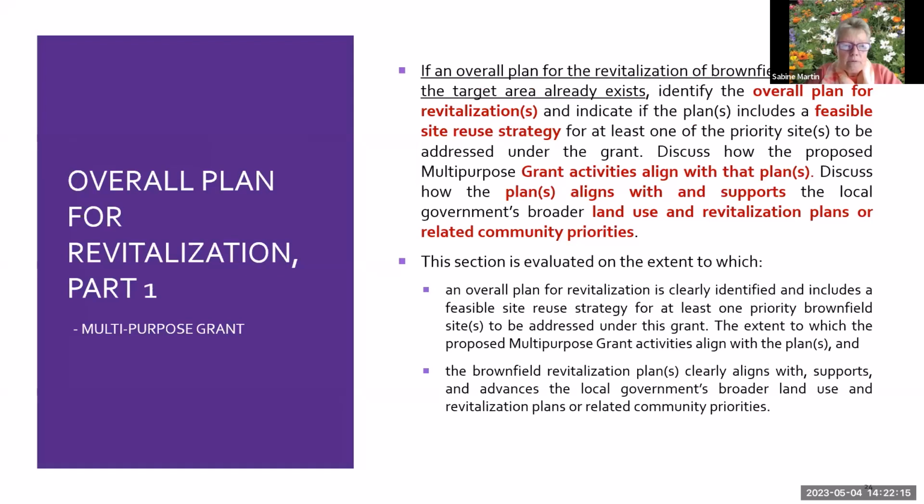So here's the same thing for the multi-purpose grant, because that language differs a little bit. Now here it asks if you have an overall plan for the revitalization of brownfield sites within the target area that already exists. Identify the overall plan for the revitalization, feasible site reuse strategies for at least one of the priority sites, so you don't need to have them for all, and discuss how the proposed multi-purpose grant activities align with that plan.